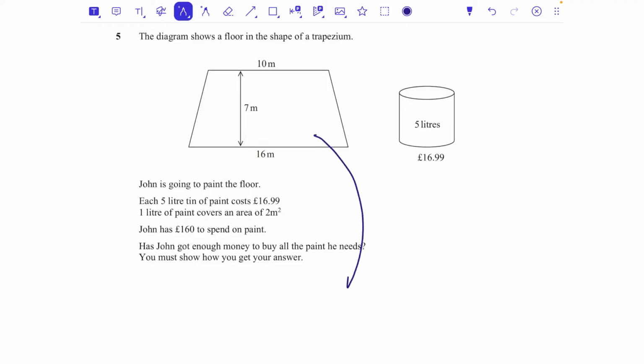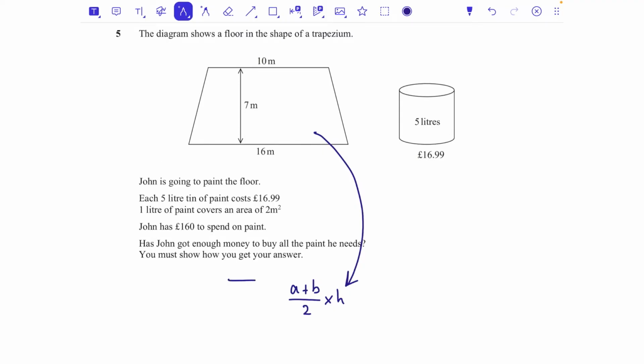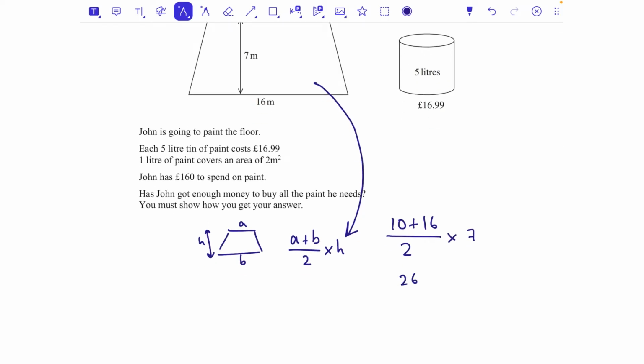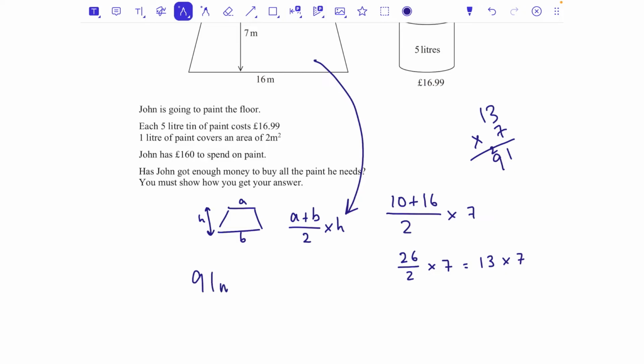So first thing we're going to do is work out the area of the trapezium. To do that, we use the formula A plus B divided by 2 times by height, where A and B are your parallel sides and H is the perpendicular height. So I'm going to do 10 add 16, all divided by 2 times by the height, which is 7. So that is 26 divided by 2 times by 7, which is 13 times 7. 7 times 3 is 21, 7 times 1 is 7, add the 2 is 9. So this trapezium has an area of 91 metres squared.